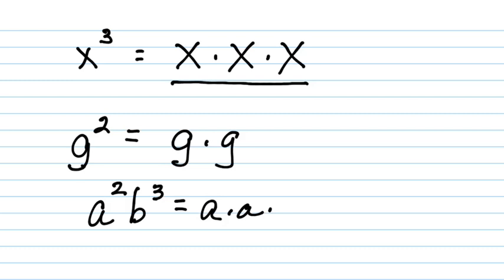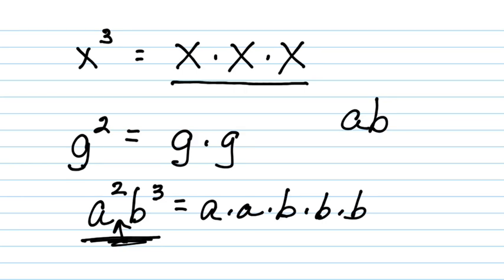Yeah, a times a times b times b times b, right? Remember, when they're stuck together like that, that means there's a multiply between them too, isn't there? Okay? So you need to expand the whole thing. Would there be any instance where it would not mean multiply? Never. Nope, because if you have anything stuck together like that, it always means multiply.